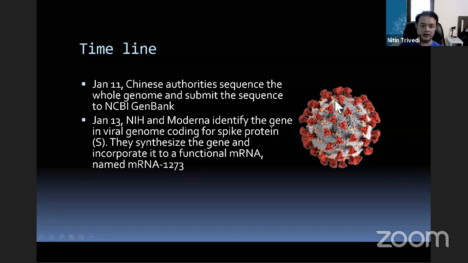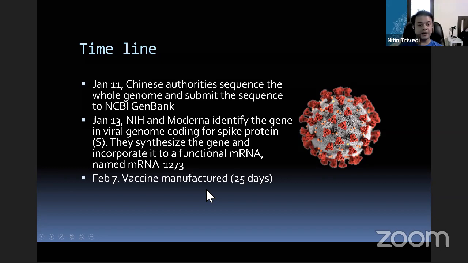If you create the spike protein and administer it, our body will think that it is a virus, and our body will start manufacturing antibodies against the coronavirus. That is exactly what is happening here. Just by looking at the NCBI sequence, the team from Moderna, sitting in front of a computer, identified that this gene is the one making the spike protein. Let us synthesize that gene and integrate it into a functional mRNA to make the first available vaccine for the coronavirus.